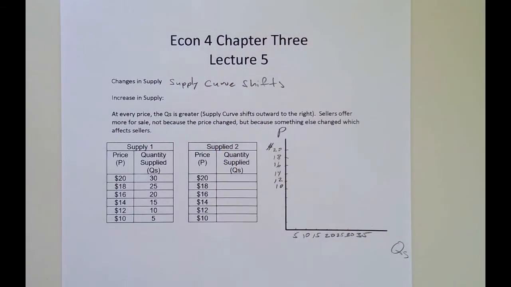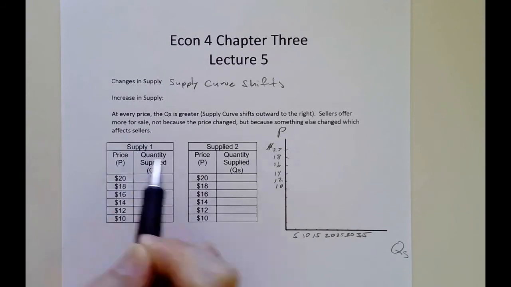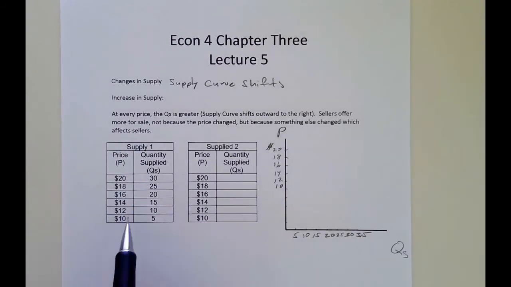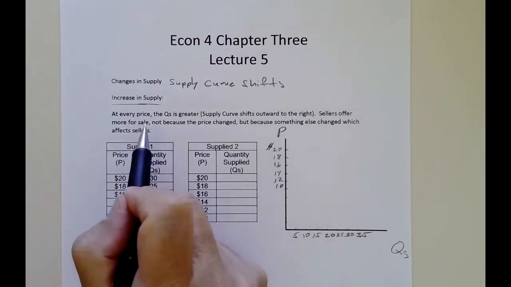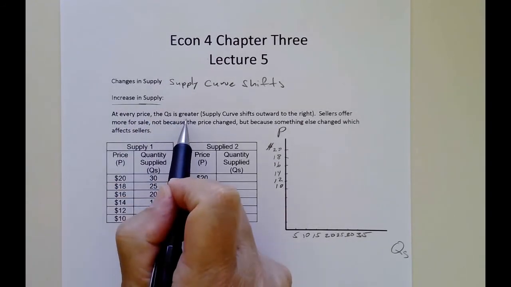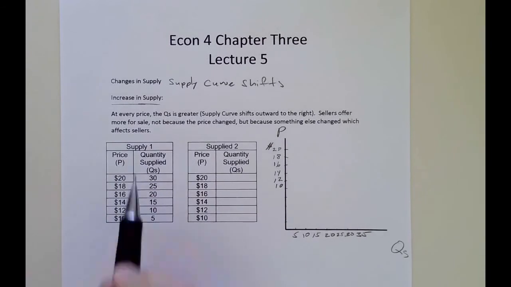So when you have a change in supply, you need two supply lines or curves. In this case, we have supply 1 and we have supply 2. Now, supply 1 numbers are given, and here we have different prices and different quantities supplied. And when the price goes up, $10, $12, $14, $16, the quantity supplied is also going up, $5, $10, $15, $20. Now we're going to show an increase in supply, and that is defined as at every price the quantity supplied is greater. So first, let's plot supply 1.